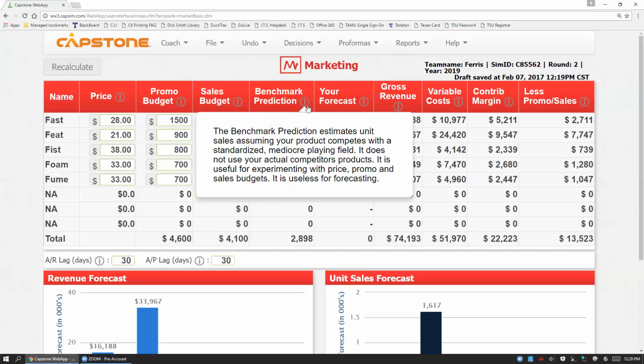The benchmark prediction estimates unit sales assuming your product competes with a standardized, mediocre playing field. It does not use your actual competitors' products. It is useful for experimenting with price, promo, and sales budget. It is useless for forecasting. So it doesn't consider the actual decisions that your rivals are making.